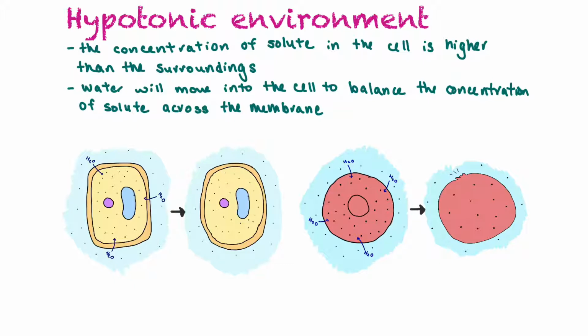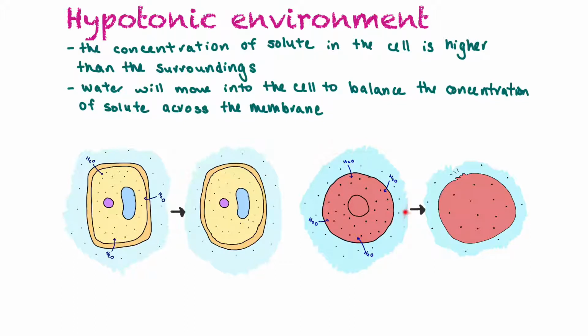Now in a hypotonic environment, the concentration of solute in the cell is higher than the surroundings. So here's our plant cell, and here's our animal cell. And in this case, water will start moving into the cell to balance the concentration of solute across the membrane. So in this case, we kind of show that the cell is starting to swell a little bit and press on the cell wall. As water is getting in, the cell really can't get much bigger.